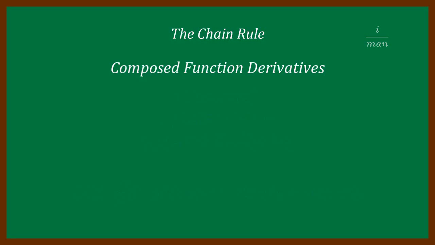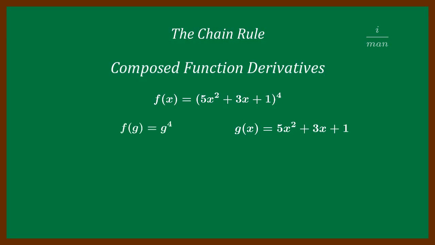Now let's do another example. Suppose we have the expression 5x squared plus 3x plus 1 all raised to the 4th power. So again, what's inside the parentheses is the inner function g, and the outer function is g to the 4th. So the derivative of f with respect to g is 4g cubed, and the derivative of g with respect to x is 10x plus 3.